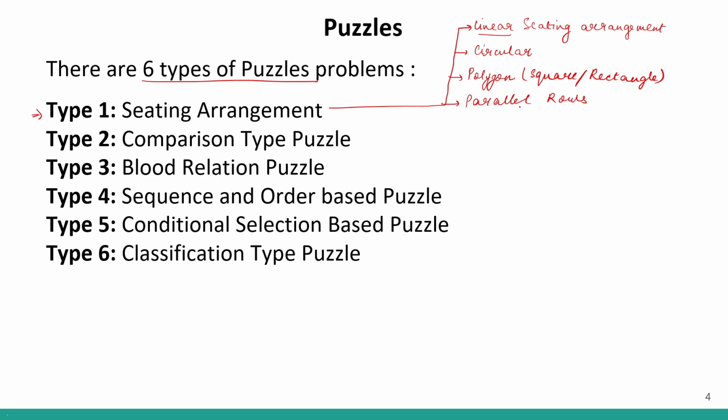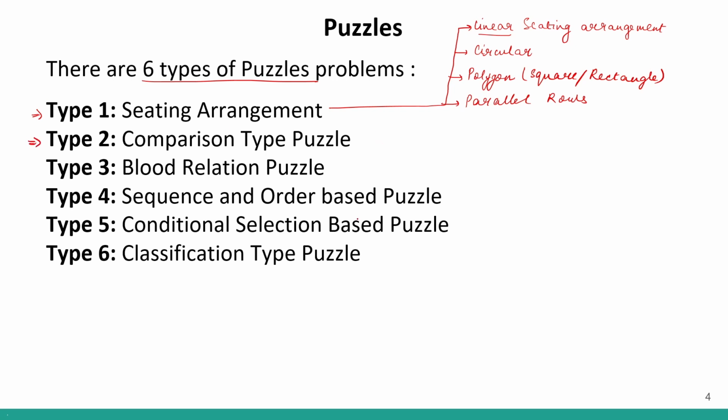Then we have parallel rows. Parallel rows mean, let's say there are 6 people and they're sitting in 2 rows. So 1, 2, 3, 1, 2, 3. 3 people are sitting in each of 2 rows. Now multiple conditions can be formed. They can be facing each other, they can be facing away from each other, or they can be facing the same side. So multiple situations can be formed in seating arrangements. We have a separate chapter covering all the types of questions in seating arrangement that you can get in your competitive exams.